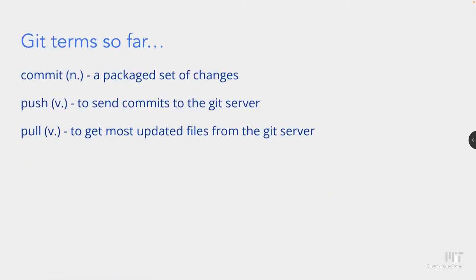So to recap, some of the terms that we've used so far are commit, which is a package set of changes. Again, it's all down to the line changes, deletions and insertions of lines. Pushing is to send commits to the Git server, and pulling is to get the most updated files from the Git server. So just remember that if you want to push, you're sending files to the server. If you want to pull, you're getting the most updated files from the server.